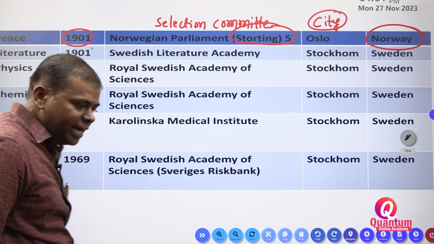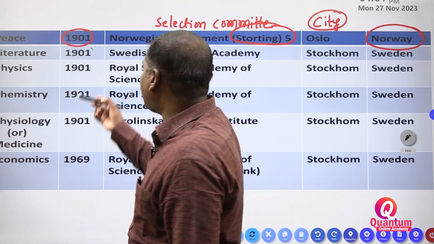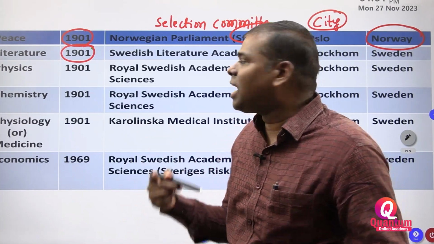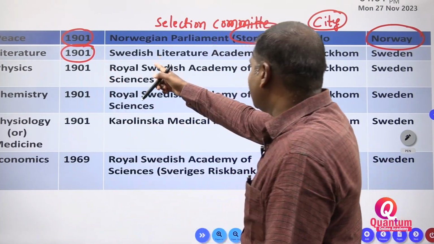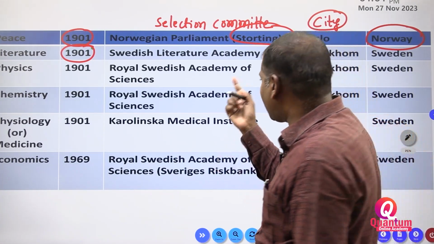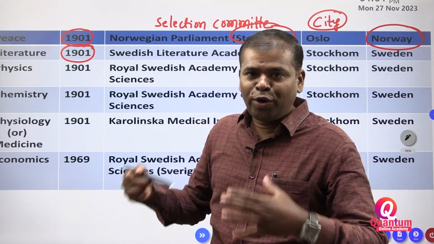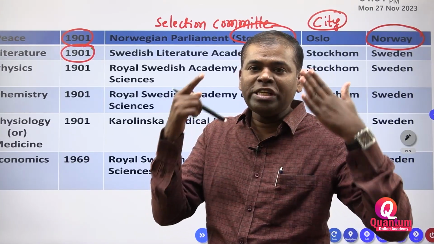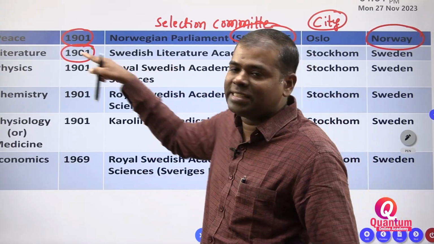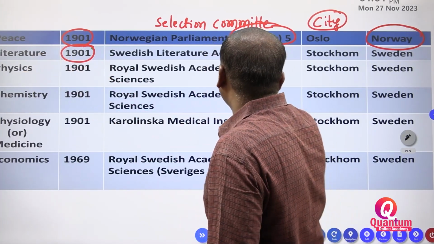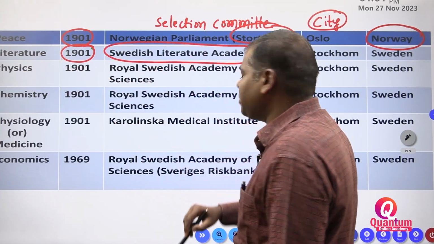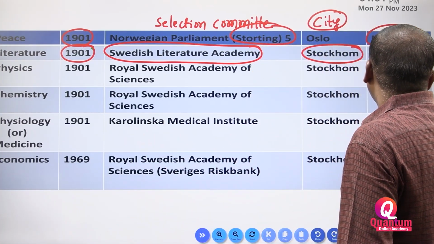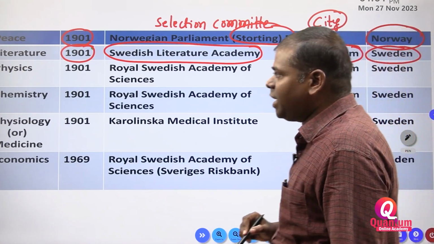So now you have to take the second one. Which one is it? The second is literature. When did they start? 1901 only. Who will select this literature Nobel Prize? The Swedish Literature Academy. According to his will only, Alfred Nobel himself said which body will select this prize. That is the Swedish Literature Academy. Where will we get this prize? In Stockholm city, which is located in Sweden.